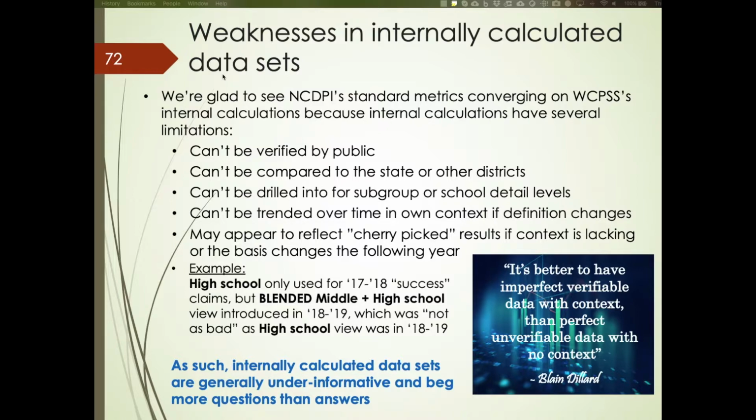The other problem is they may appear to be cherry-picked if the context is lacking or the basis changes the following year. For example, if high school is only used for 2017-18 success claims, but then all of a sudden a blended middle school and high school view is introduced in 18 and 19, which was not as bad as the high school view was in 18 and 19, that leads me to think something may be cherry-picked. As such, I think internally calculated data sets are generally underinformative and beg more questions than answers. It's better to have imperfect, verifiable data with context than perfect, unverifiable data with no context. Who said that? I said that.